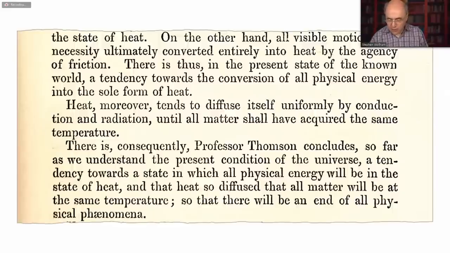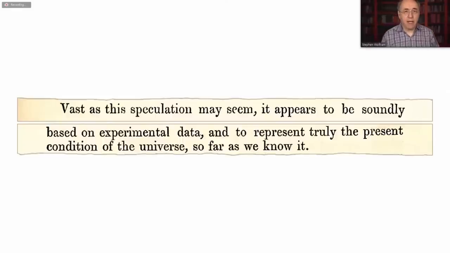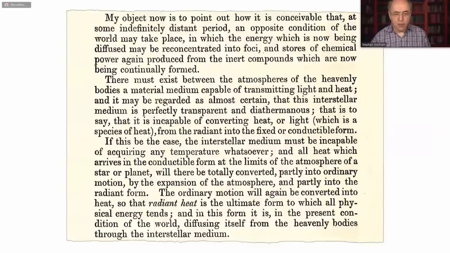So how does Rankine save us? He says, vast as the speculation may seem, it appears to be soundly based on experimental data and to represent truly the present condition of the universe, so far as we know it. Big jump from what was actually shown. My object now is to point out how it is conceivable that at some indefinitely distant period, an opposite condition of the world may take place in which the energy which is now being diffused may be reconcentrated into foci and stores of chemical power again produced from the inert compounds which are now being continually formed.